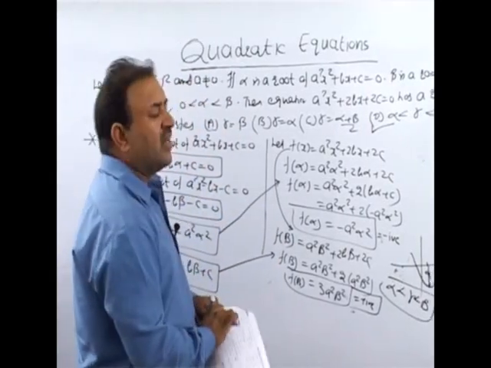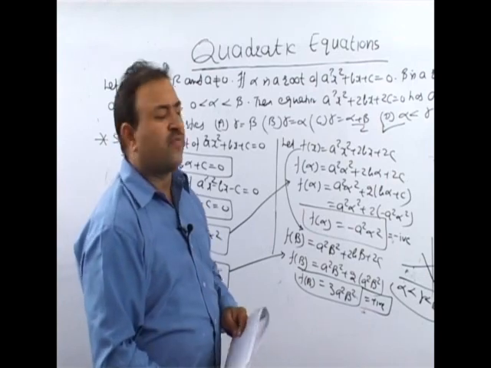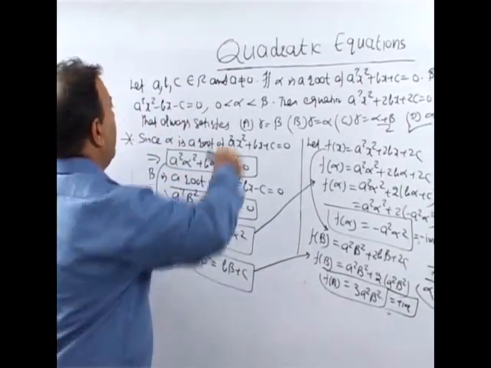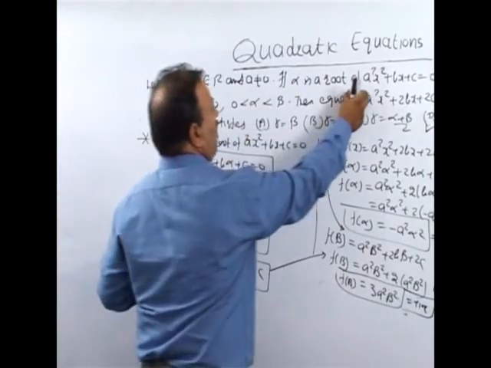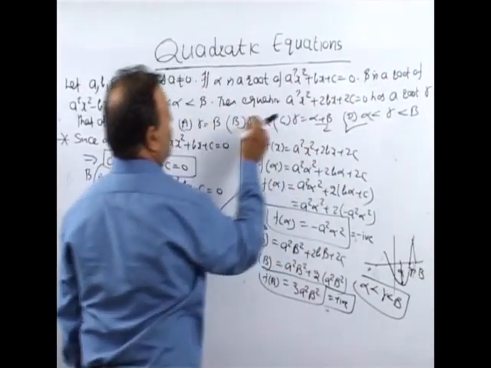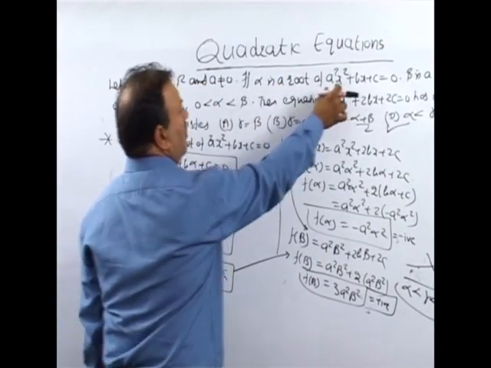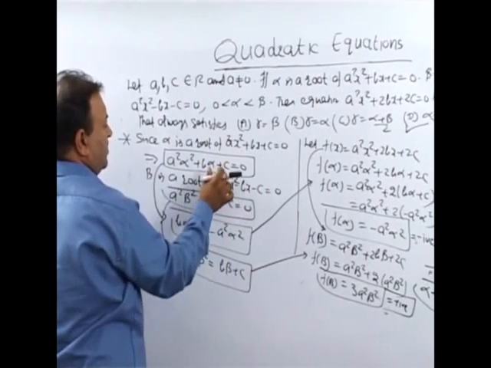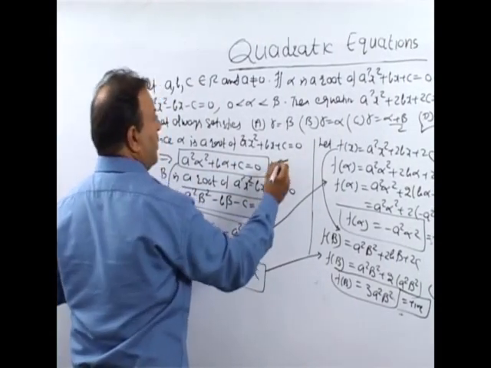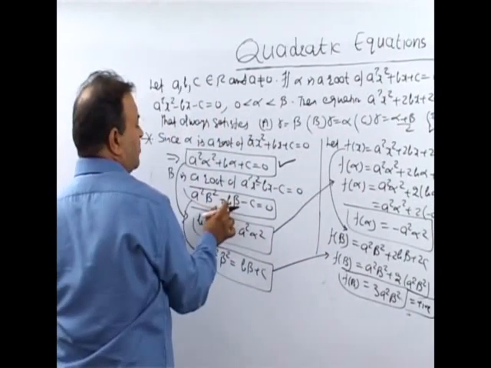Again, a little difficult question, but try to understand it. I am going to start from the beginning. We have been given that alpha is a root of ax square plus bx plus c is equal to 0, and beta is a root of this equation. Alpha is a root of this equation, I got a square alpha square plus b alpha plus c. Now f beta. Beta is the root of this equation, I substitute beta over here.